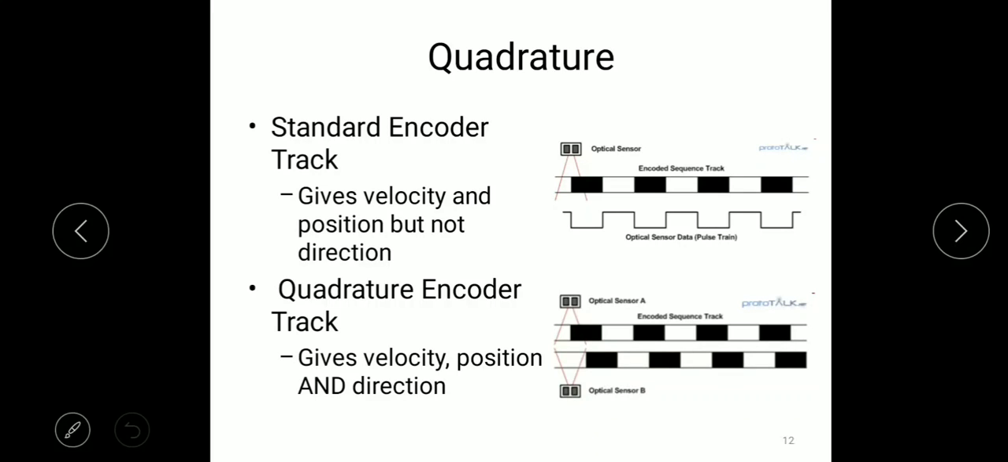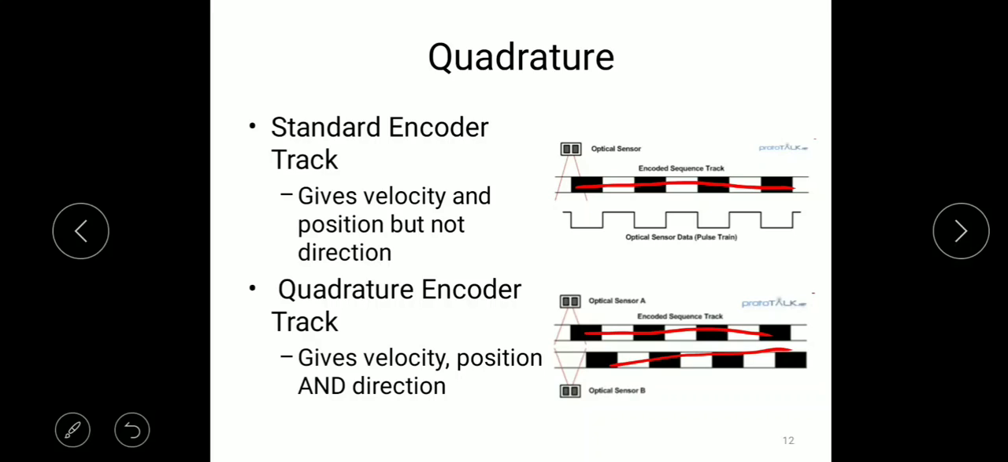Here is a standard encoder track. As I said before, it gives velocity and position but not the direction. Only one sensor is used for a standard encoder track, but a quadrature encoder track has two codings, with each code exactly 90 degrees out of phase.